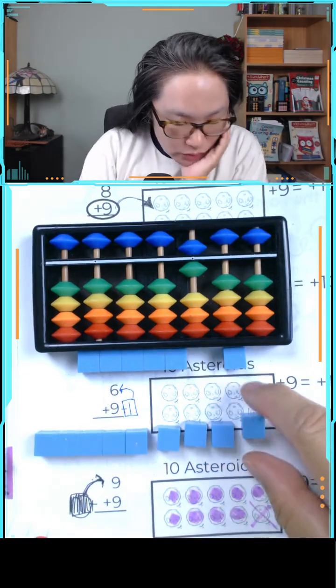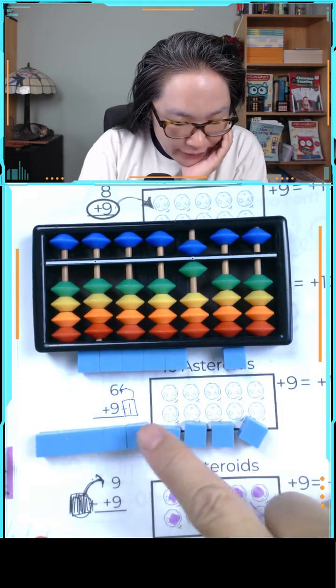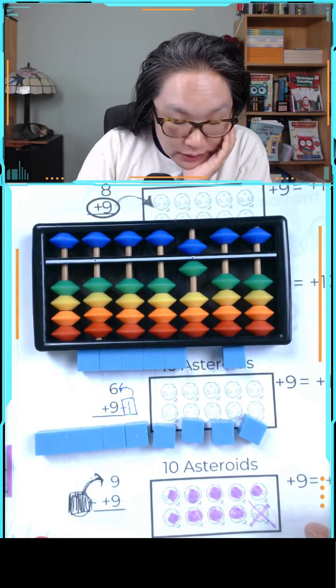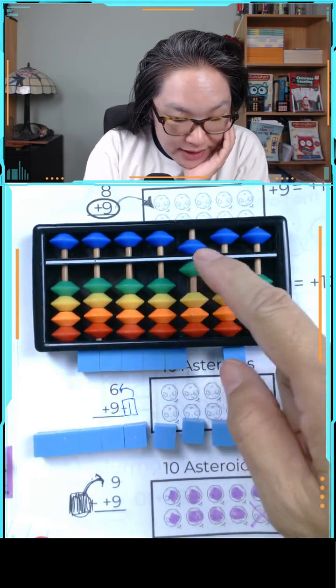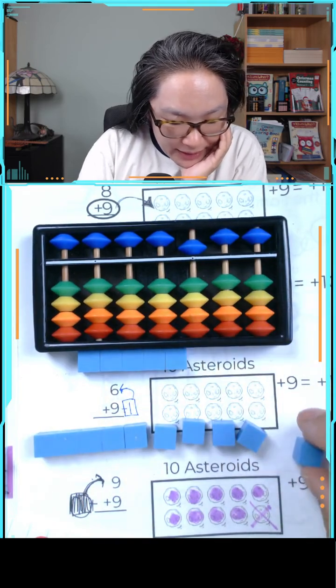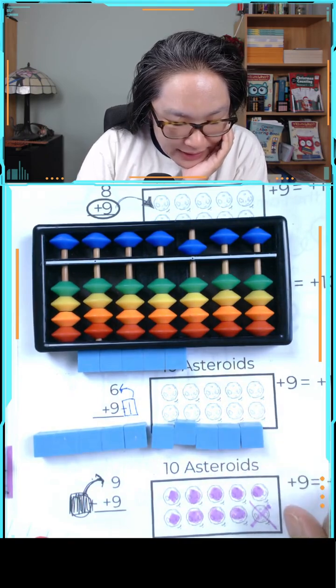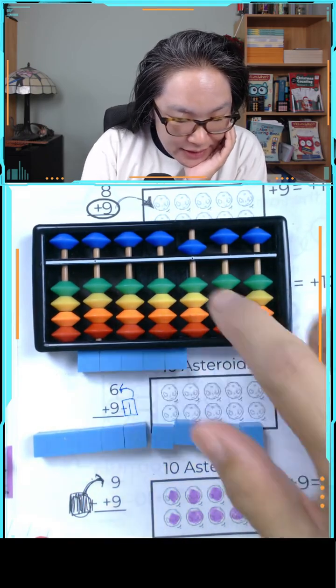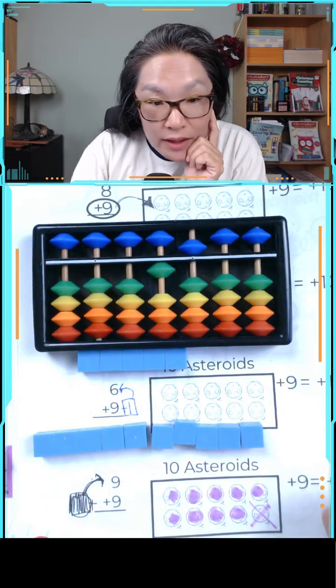Okay, so we have the 9, right? 5, 6, 7, 8, 9. What are we going to do? We take away the 1 from here, and we add it to here. We add the 9. This is now made a 10. So my final answer is 15.